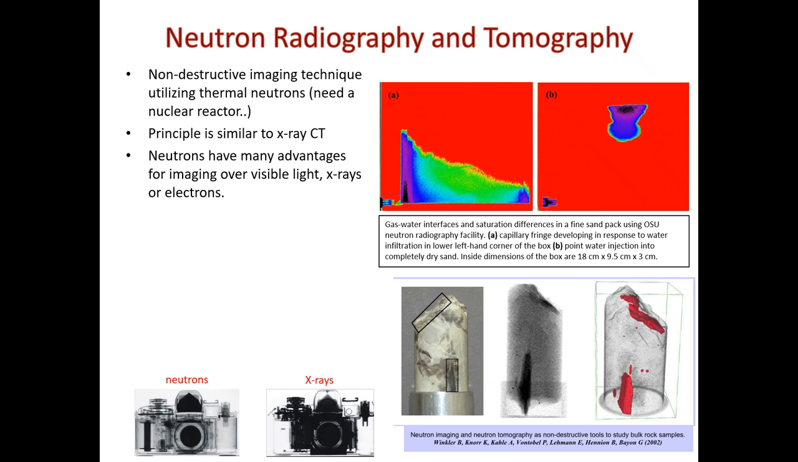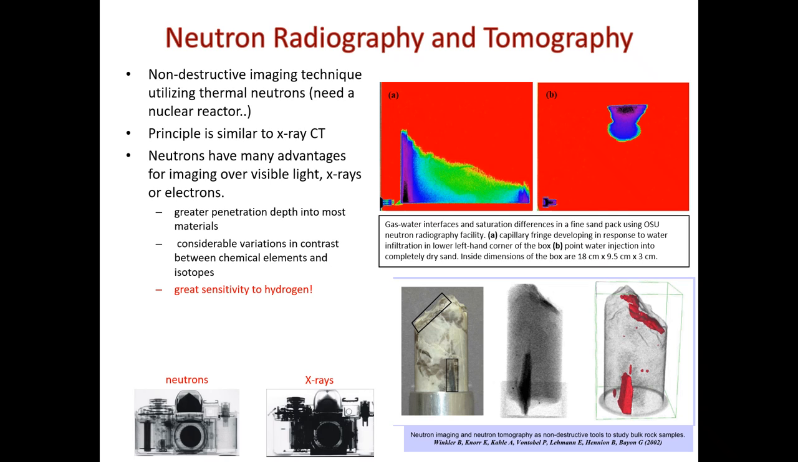This is a neutron radiography image. This is X-ray. However, having the source, you have a little bit better penetration depth into the material. There is a better variation between different chemical elements. All X-rays really tend to see is the density of the material. So if you have, for instance, calcite versus quartz, you're not going to see much variation in X-ray because they're of similar density. Whereas this would basically recognize it. It also has great sensitivity to hydrogen.